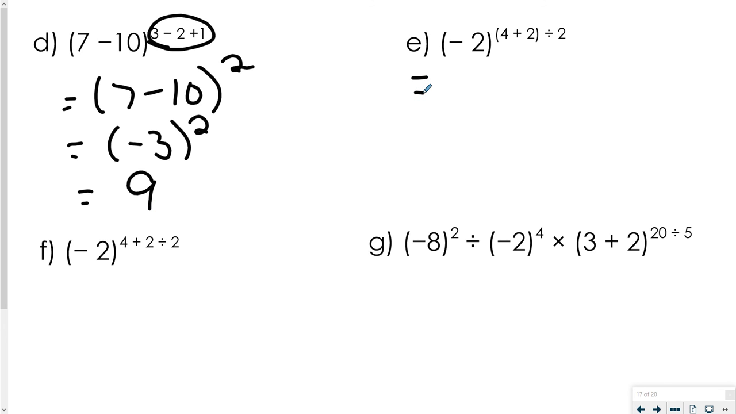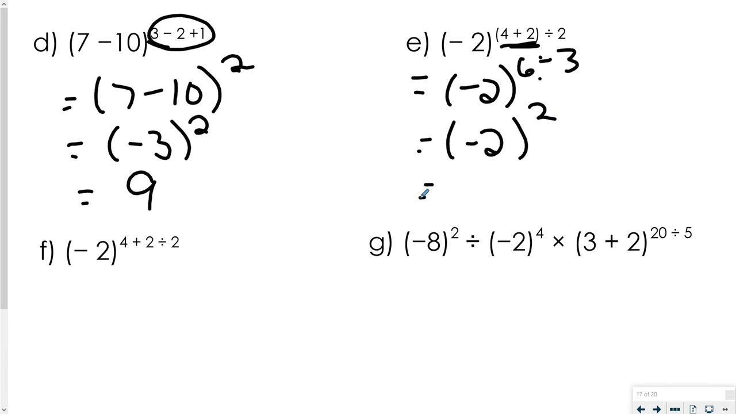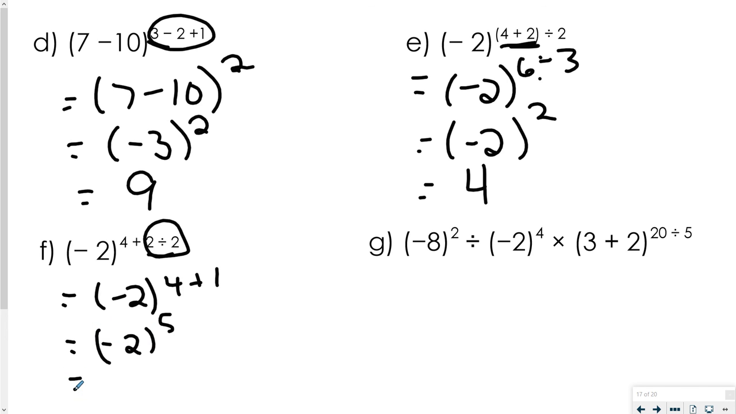Over here, brackets in the exponent first, so I keep the base. 4 plus 2 is 6, divided by 3. 6 divided by 3 is 2. -2 times -2, 2 negatives gives me a positive. Over here, do division first, so -2, 4 plus 1, -2 to the 5. 2 times 2 is 4, times 2 is 8, times 2 is 16, times 2 is 32. Since there's an odd number of them, it's going to be -32.